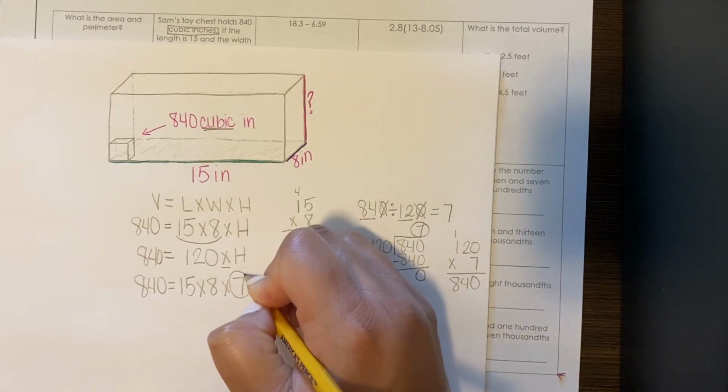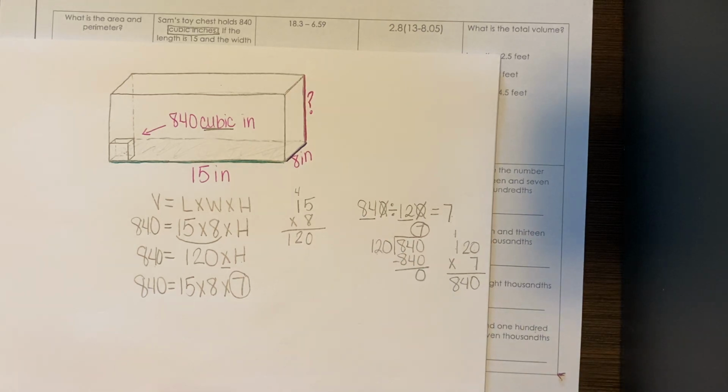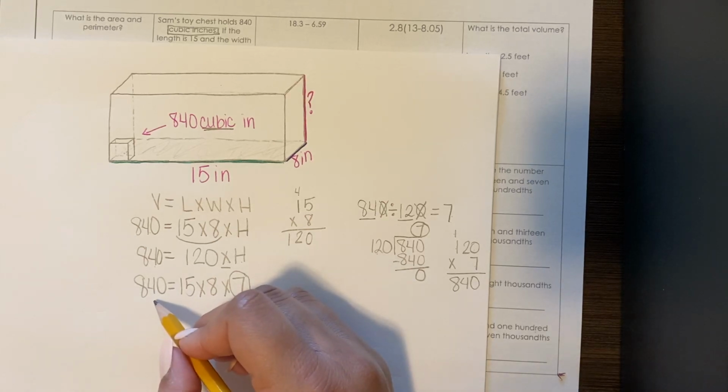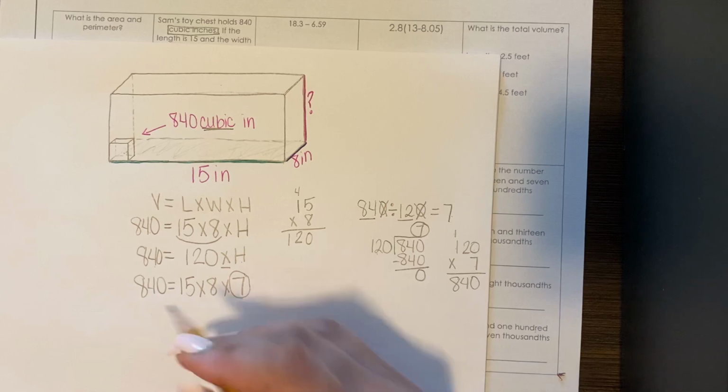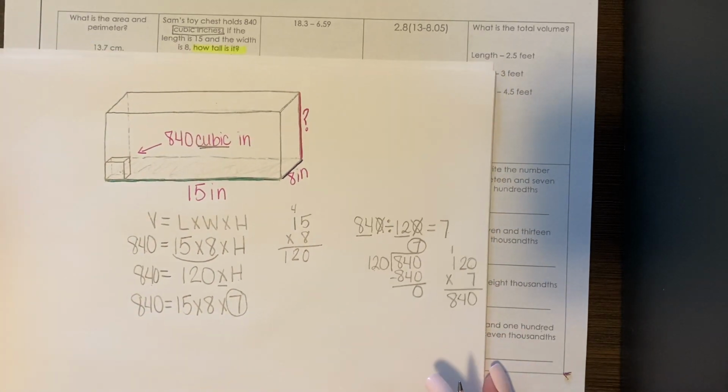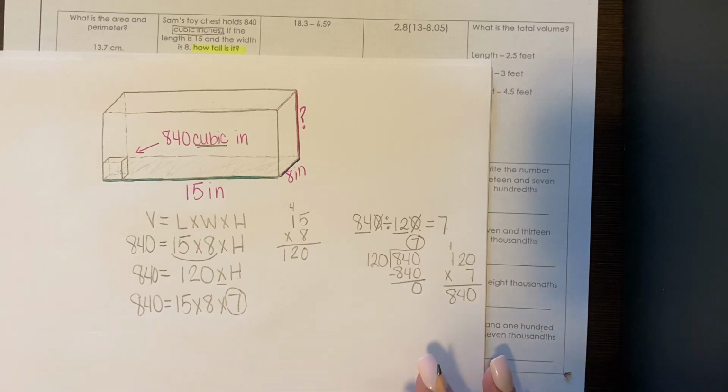So how tall is it? 7 inches. If you're still unsure about that, just multiply these three numbers together, and you should get 840. Always check your answer. If you're unsure, check it even if you are sure.